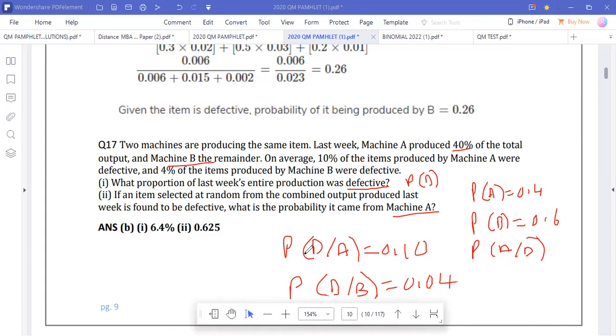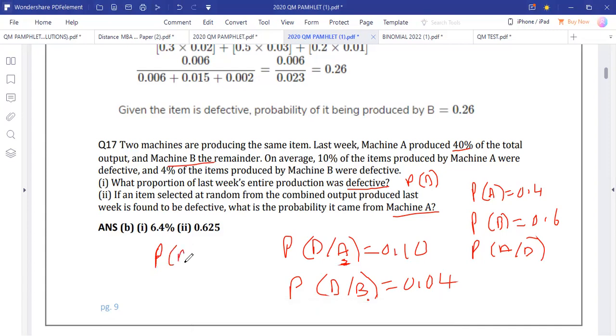So I've simplified the language to the layman's language to understand. D given A, read it as defective coming from A, defective coming from B. So this is where the prior is coming from. If you put A given D, it's like defective coming from the total defectives. So you don't have this yet. You can't find this. Okay. All right. Thanks.